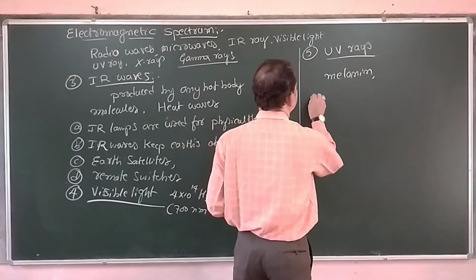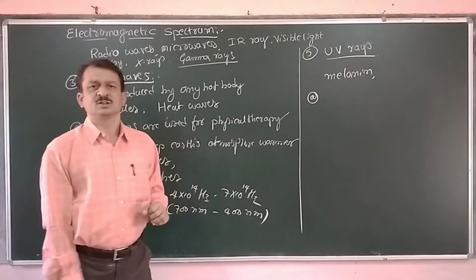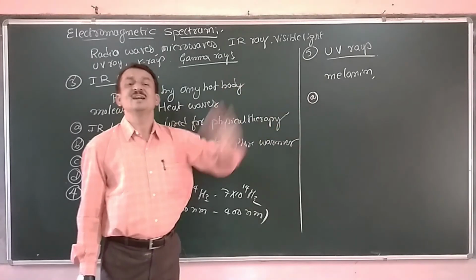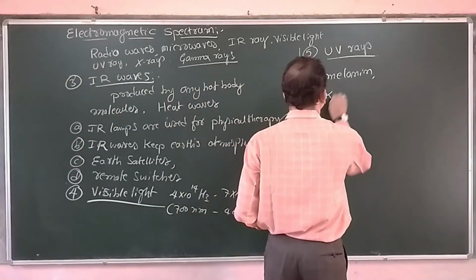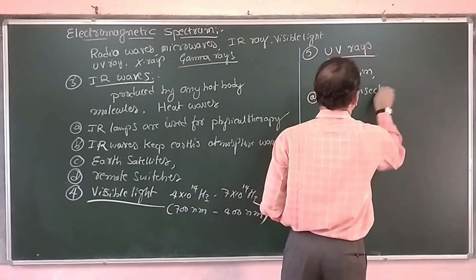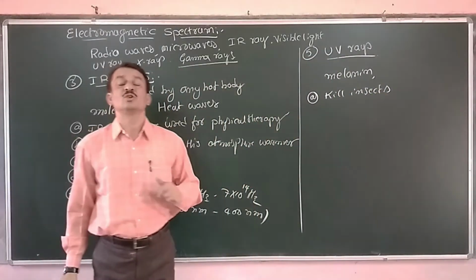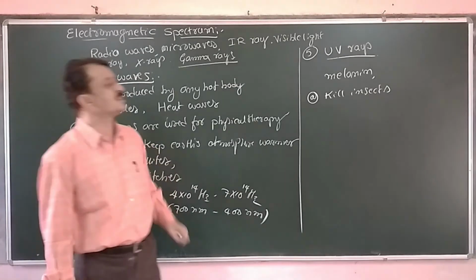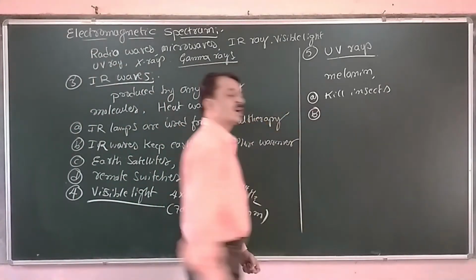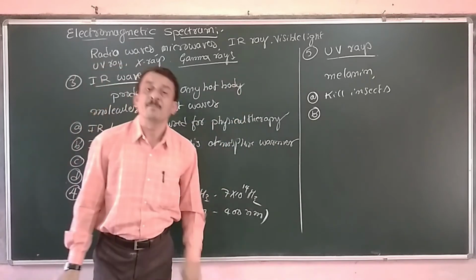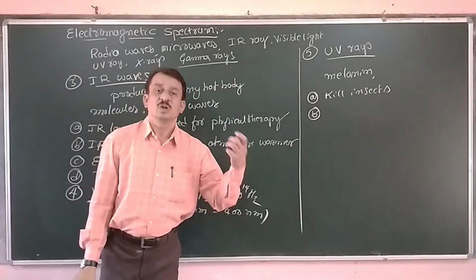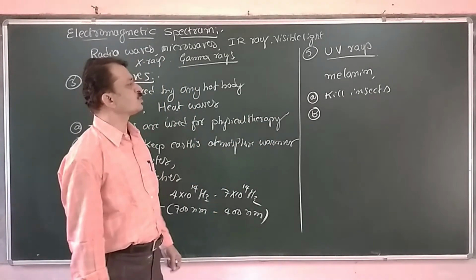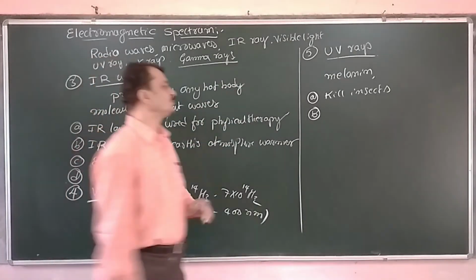Now the uses of the ultraviolet radiations are, ultraviolet lamps are used to kill insects, and they are also used in mosquito repellents. And in water purifiers, we are using the ultraviolet lamp. Ultraviolet lamps are used to kill the germs which are present in the water. That water purification process uses this ultraviolet radiation.